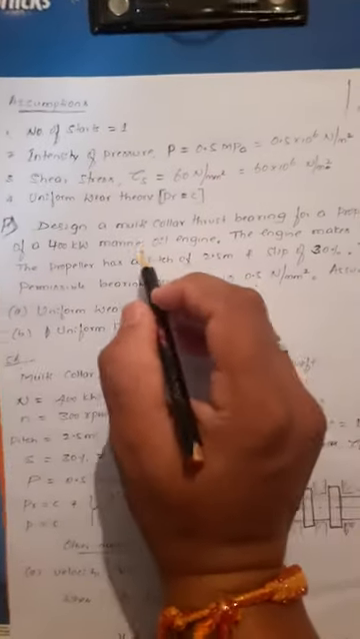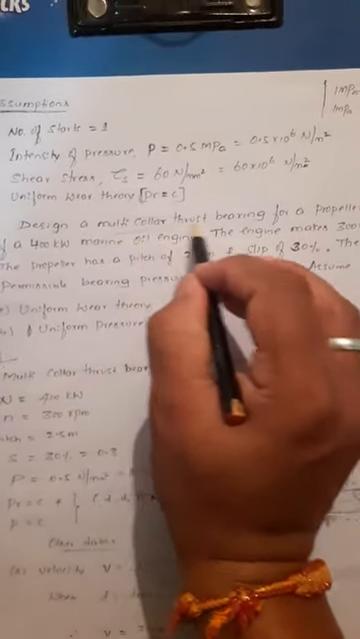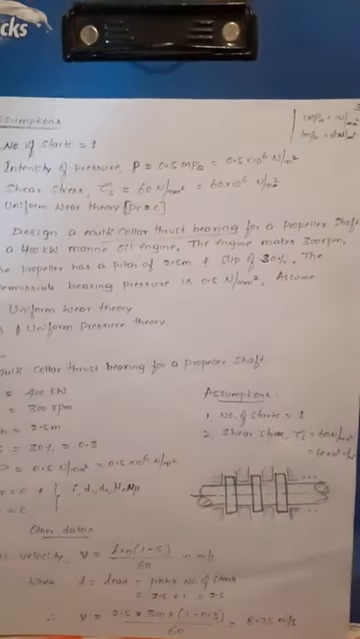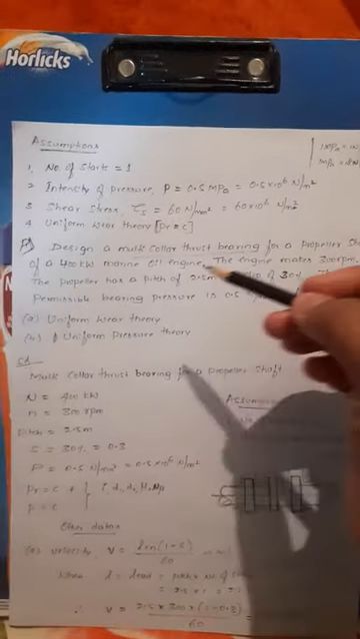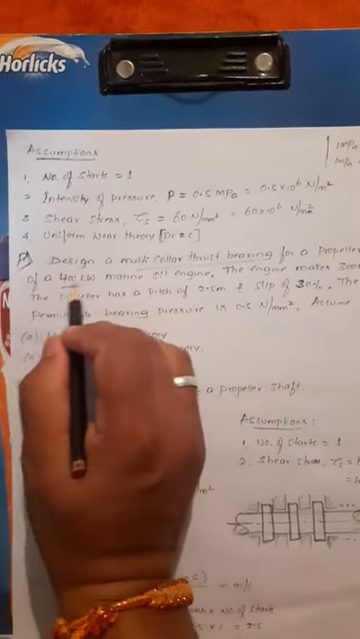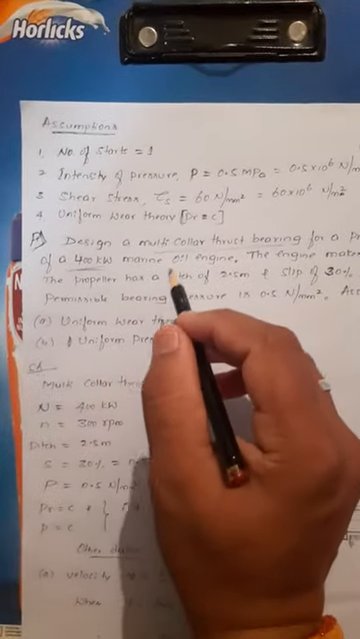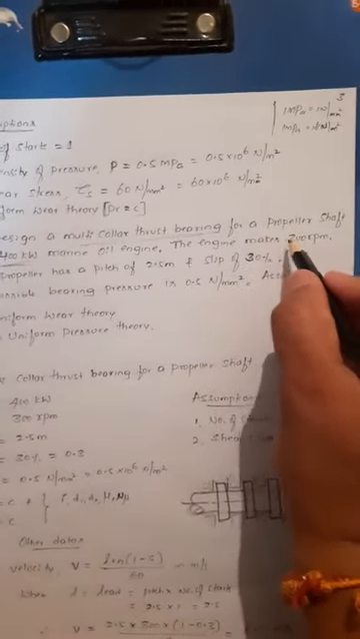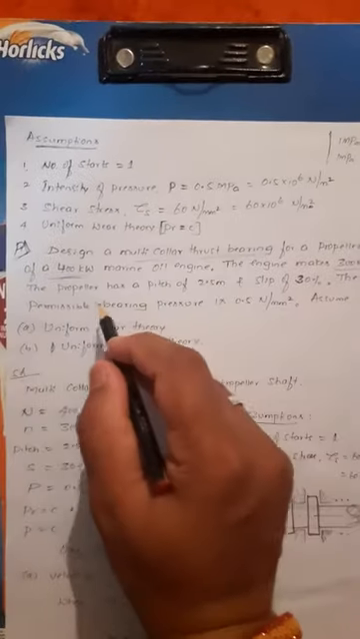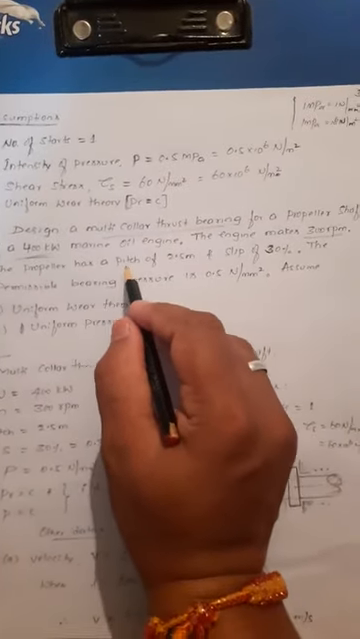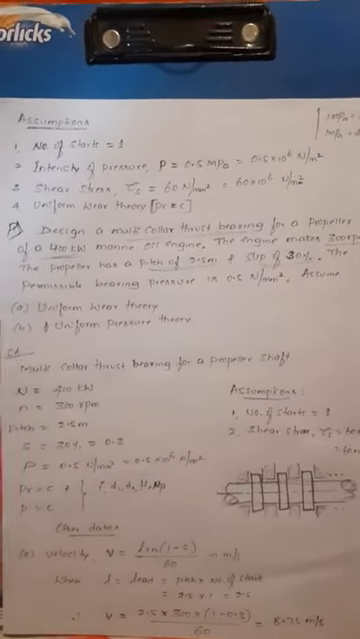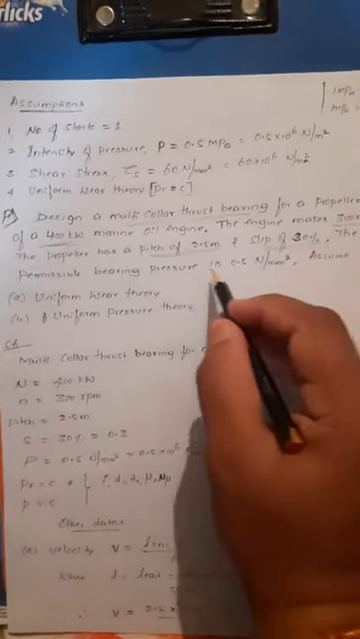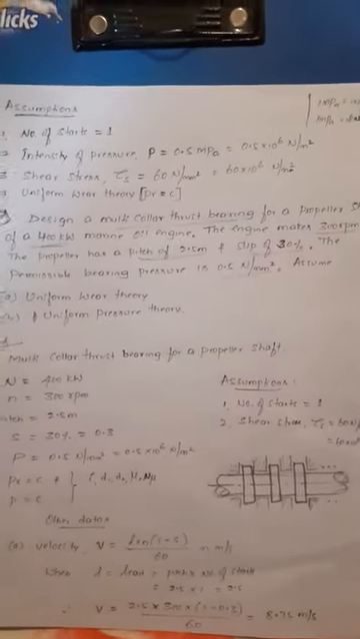So what type of bearing is given? A multi-collar thrust bearing of a propeller shaft of a 400 kilowatt marine oil engine. Power is given, the engine makes 300 rpm, so speed is given. The propeller has a pitch of 2.5 meter, pitch is given, and slip is also given, 30%. The permissible bearing pressure is also given, 0.5 Newton per mm square. Now assume these two theories.